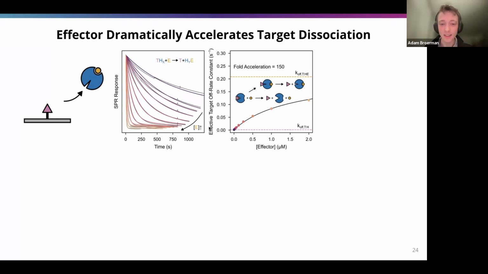And if we plot that target off rate constant versus the effector concentration, we see this nice hyperbolic response where it starts off linear and then eventually starts saturating at some maximum value. And if we actually measure directly the dissociation rate of the strained ternary complex, so from here to here, that is exactly the rate that this hyperbolic approaches, which strongly suggests that that ternary complex is indeed an intermediate in the overall facilitated dissociation process.